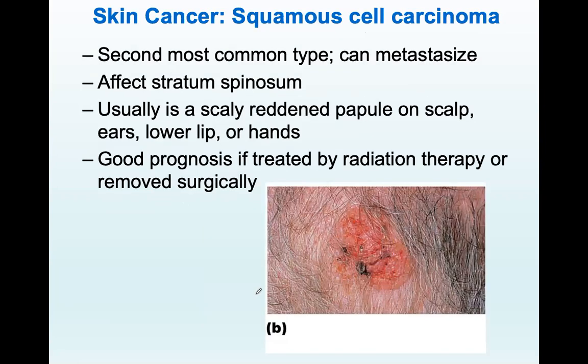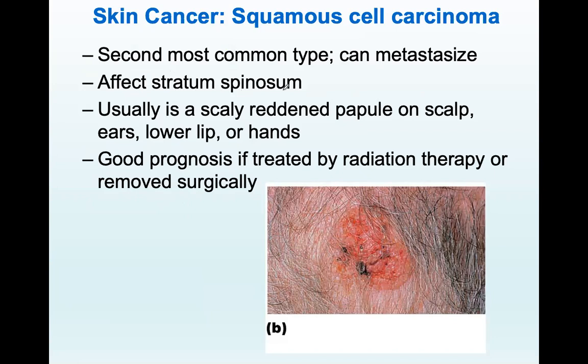The second type we have, which looks kind of scary too, looks like scaly red patches on your skin. This is the second type, called squamous cell carcinoma. This affects the layer of the epidermis called stratum spinosum. Now, this is more dangerous because it can metastasize rapidly through the rest of the body. So there is a danger of this cancer showing up in other parts of your body.